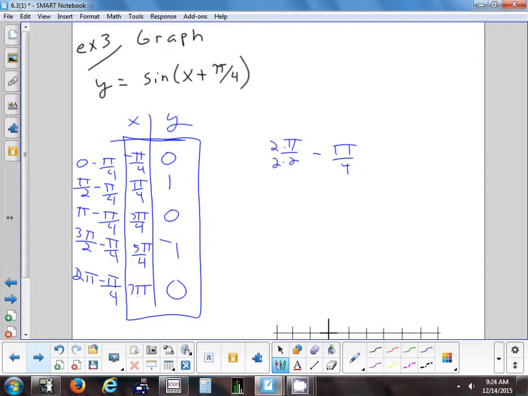7 pi over 4. Now, let's just do one, just in case you're like, wait, where's this pattern coming from? Well, just do it out if you don't see the pattern. 3 pi over 2, take away pi over 4. Double the bottom, double the top. That's 6 pi over 4. Take away 1 pi over 4. 6 take away 1, there's your 5. Okay, so if you don't see the pattern, you can always do out the common denominator each time.